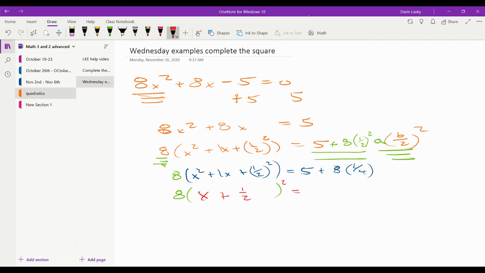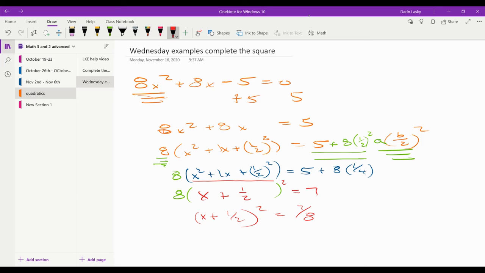Okay, so this is called the perfect square trinomial. All right, so when we have these things here, we did 8 times 1/4 is going to be 2. So 2 plus 5 is 7. All right, so now what I've got is I've got to solve for x. So I need to divide by the 8. So my new equation is x plus 1/2 squared equals 7 divided by 8.